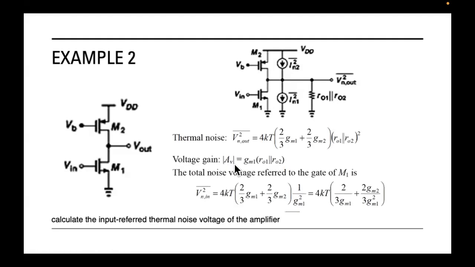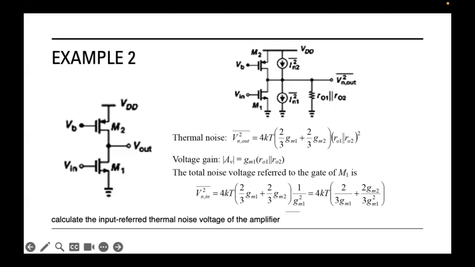So in general, we can say 4kT 2/3, which is gamma, GM1 and GM2, which are the two transistors. And in order to turn it into voltage, we multiply by the output resistance of the two transistors, R output 1 and R output 2. So this represents the overall output noise recognized at the output terminal.